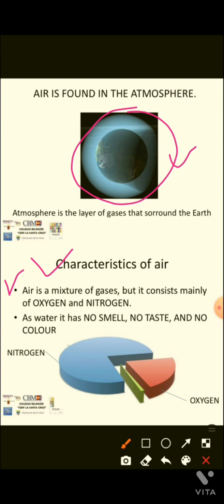because the major constituents of air are nitrogen and oxygen. You can see here that 78% nitrogen is present, 21% oxygen present, and remaining gases are 1%. Like water, it has no smell, no taste, and no color. We already told you that it is colorless, odorless, which means it has no smell and no color, and there is no taste in it either.